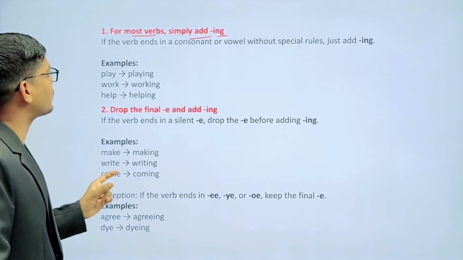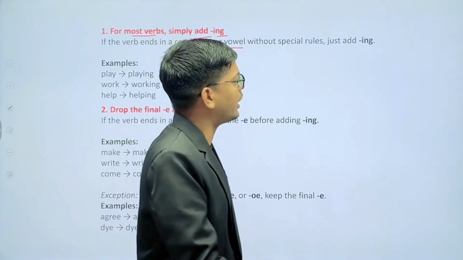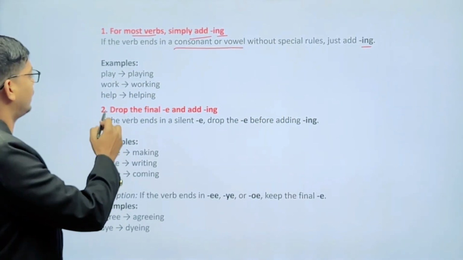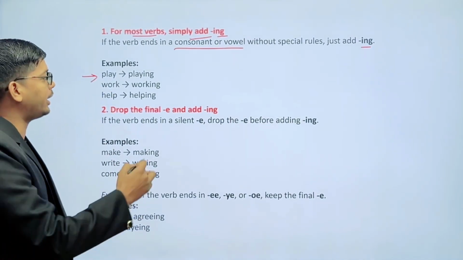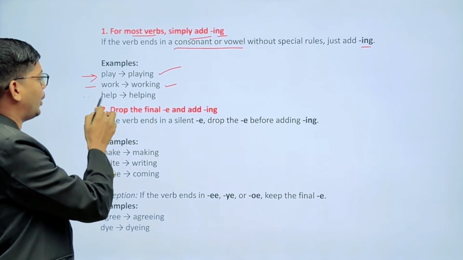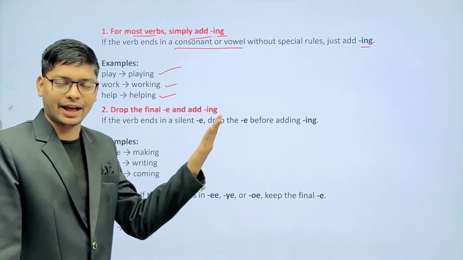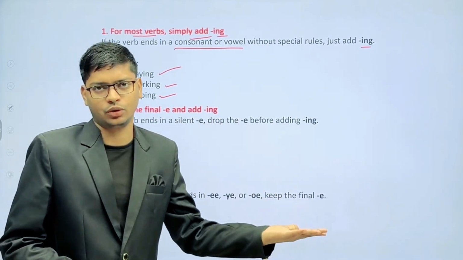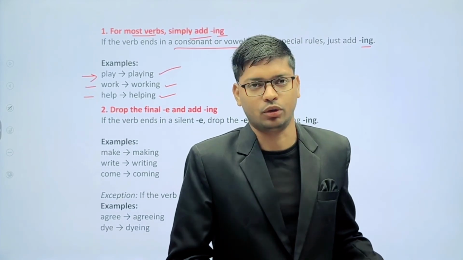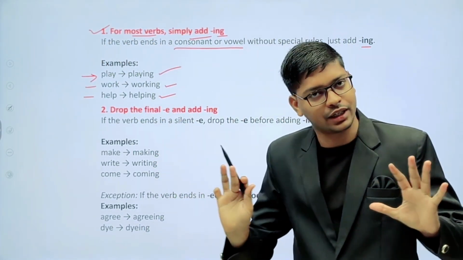If the verb ends in a consonant or vowel without a special rule, just add ing. For example, play makes playing, work makes working, help makes helping. You simply add ing and you have the present participle form. This first rule is very simple, you can easily understand it.